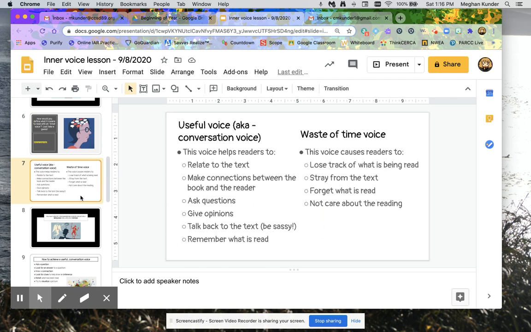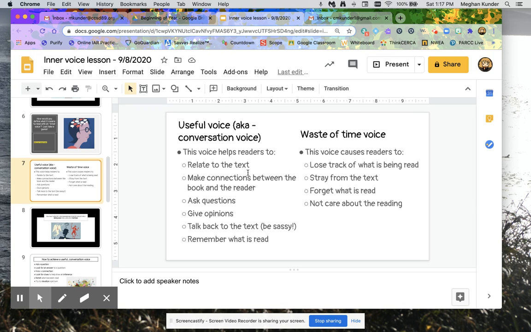Then, inner voice, here's two types of inner voice. Inner voice doesn't always have to be like, we're always thinking about the characters and the theme and symbolism and everything else. We have two types of inner voice, and everyone uses these two types when they read. The first is called a useful voice, or sometimes I call it conversation voice. The other is called waste of time voice, and it's okay that we as readers go back and forth between these two types of inner voices.